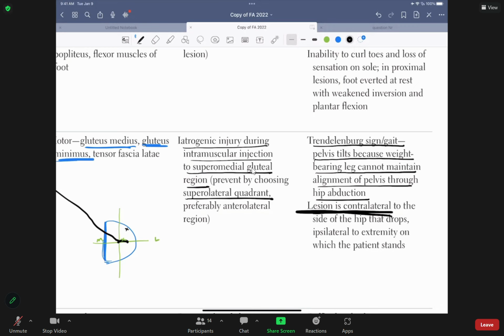Is that clear, folks? Always remember, if I want to tilt my left hip, I use the right side. If I want to tilt my right side, I use the left side. So it's always opposite. Are we clear, folks? All right. Let's do a question quickly.